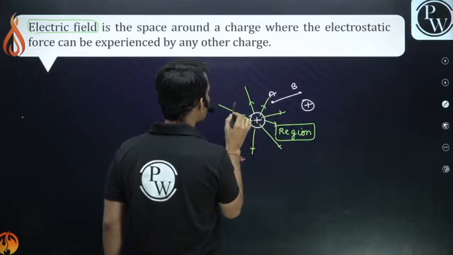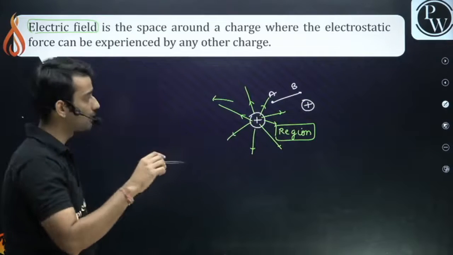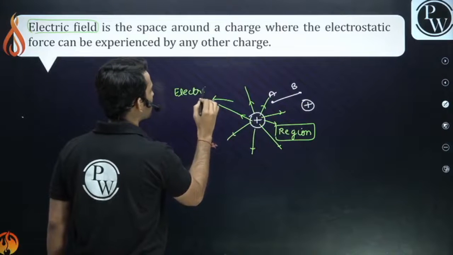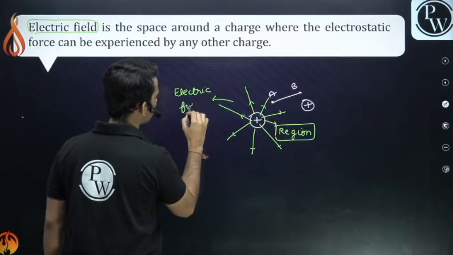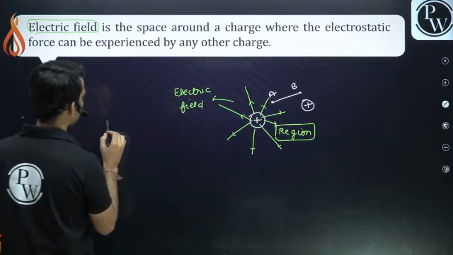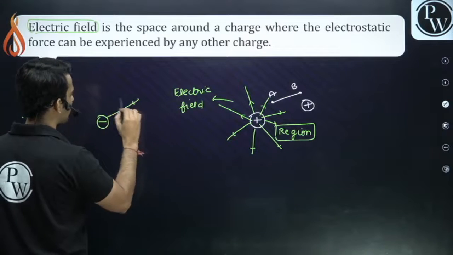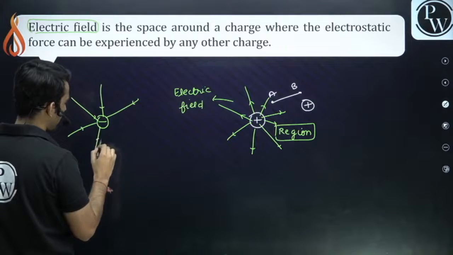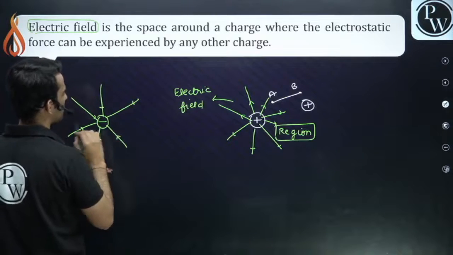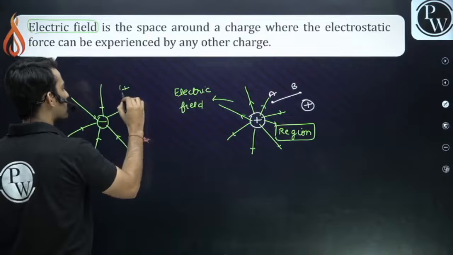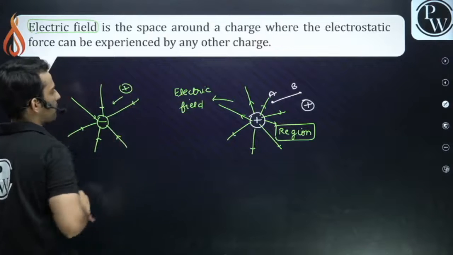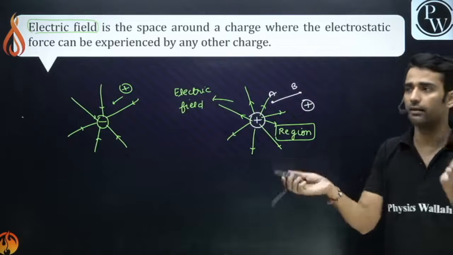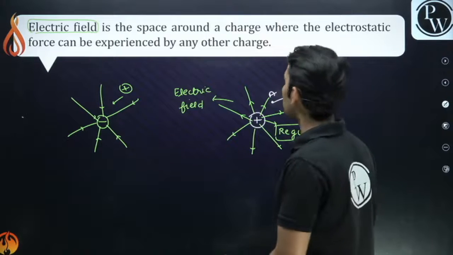Every charge has a certain region around it, whether it is positive or negative. In that region, another charge can experience some force. Similarly, for a negative charge, we have an electric field like this. If I bring any positive charge, it will experience some attractive force in this region only. That's why it's called a field. Clear? So what is electric field guys?